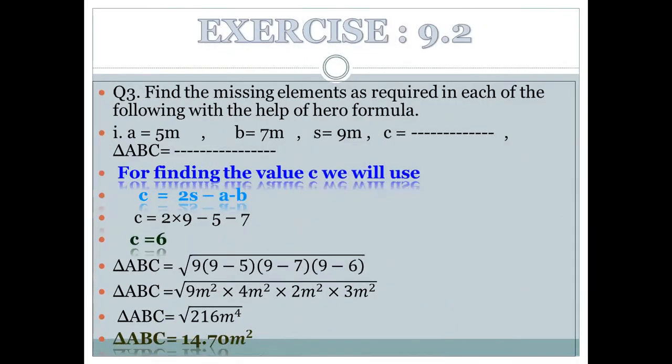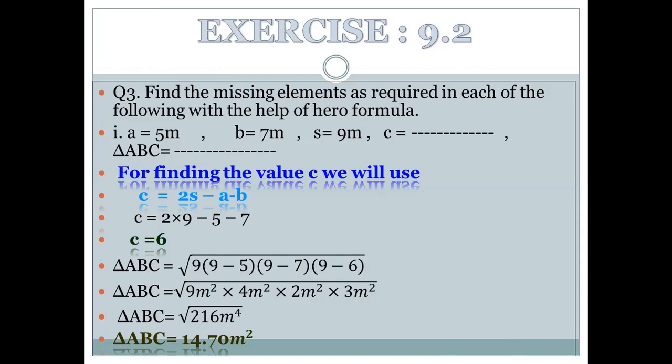In question 3, you see that A, B and S are given. Two parts, part 1 and 2, are included in our scheme, and in both parts C is missing. If any element is missing, we cannot calculate the area of the triangle. First, we find all the sides, all the elements of the triangle, and then we calculate the area of the unknown triangle. In part 1, A, B, and S are given, C is missing, and then also the area of the triangle. In the beginning, I showed you the screen where you see the formula of C, which is equal to 2S minus A minus B.